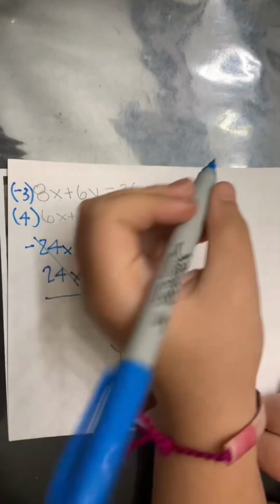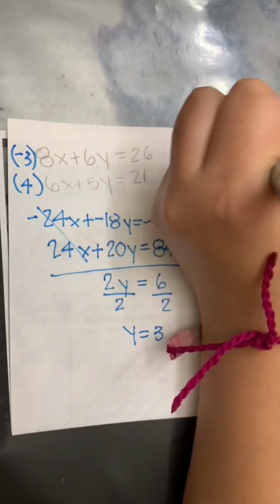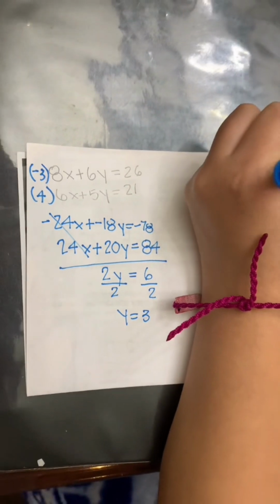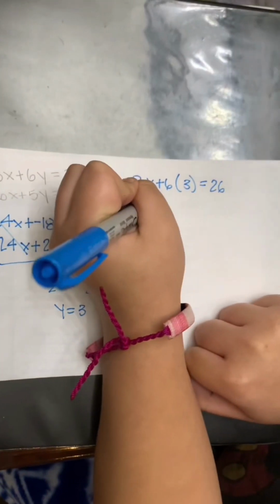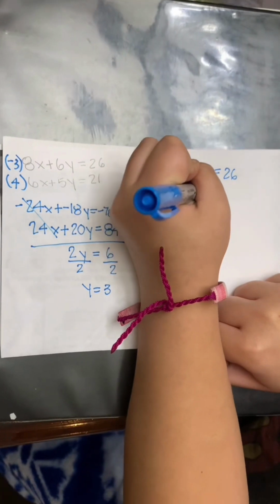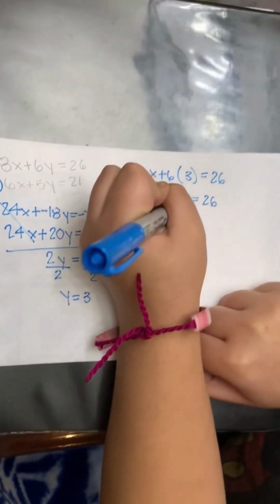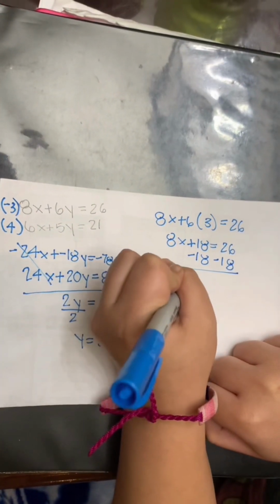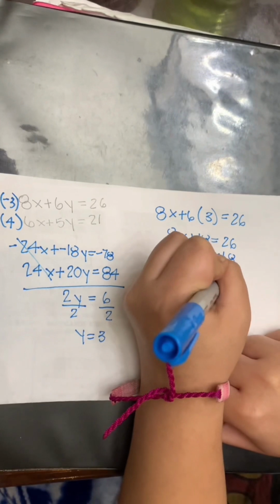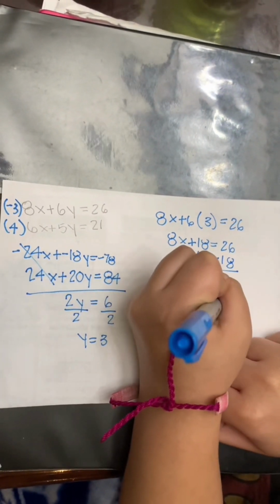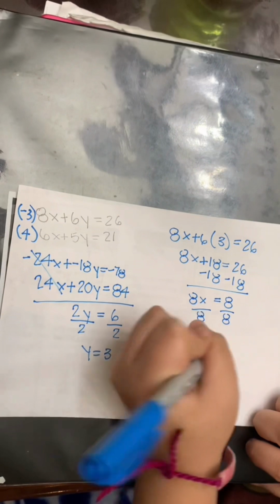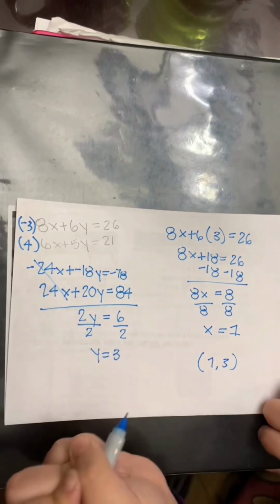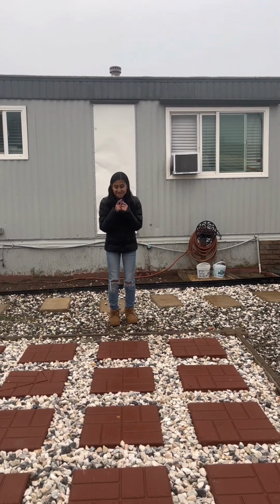And then to solve for x, we would do the top equation, multiply by 3, which would be 8x plus 18 equals 26, and then we would subtract 18 from both sides, which would be 8x equals 8, and then we would divide both sides by 8, and then x equals 1, and the solution would be 1, 3. She also got that one right.